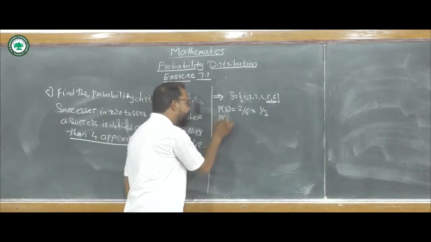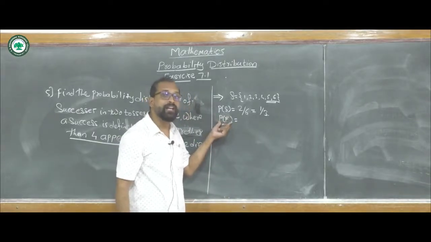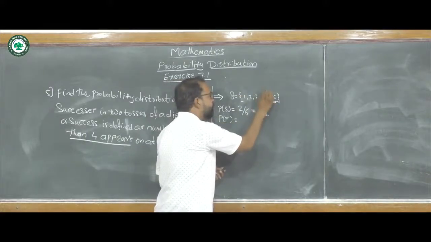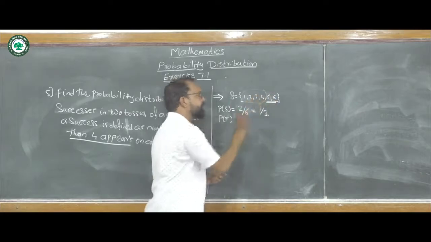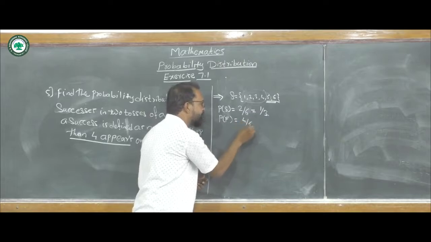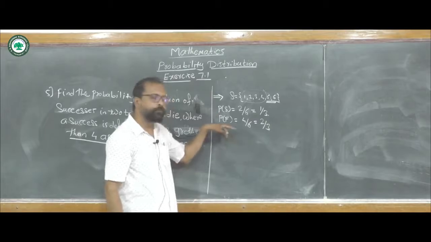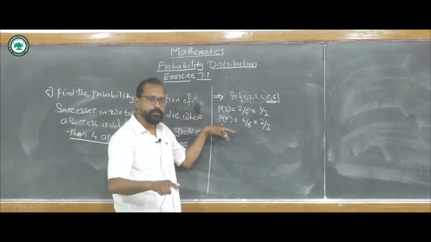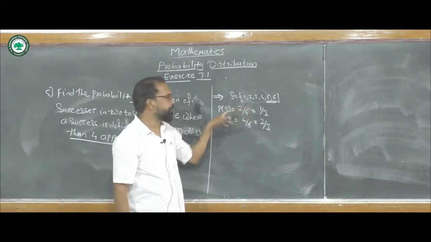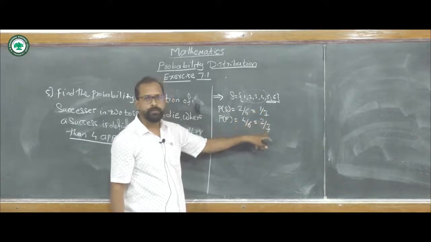And the probability of failure, that is getting a number less than or equal to 4, there are 4 numbers here which are less than or equal to 4, and so the probability of failure is 4 by 6, that is 2 by 3. This probability of failure can also be found by using 1 minus probability of success, that is 1 minus 1 by 3. Also we get 2 by 3.